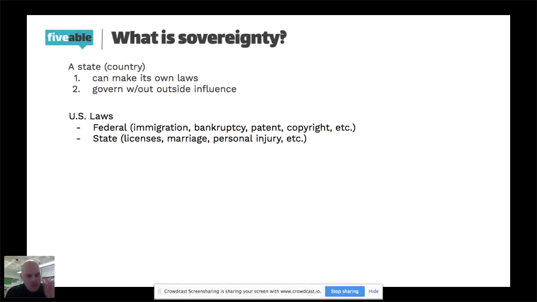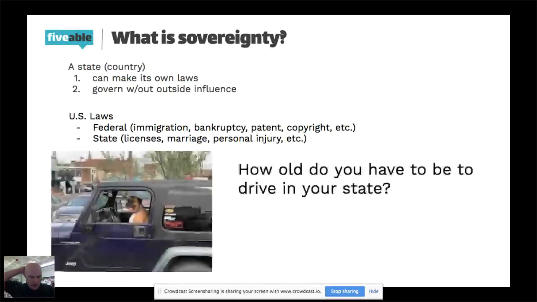So just to prove it to you, I have a question for you guys out there. How old do you have to be to drive in your state? There's actually two parts to this. If you're going to post it, tell me how old you have to be, and also tell me what state you're in.